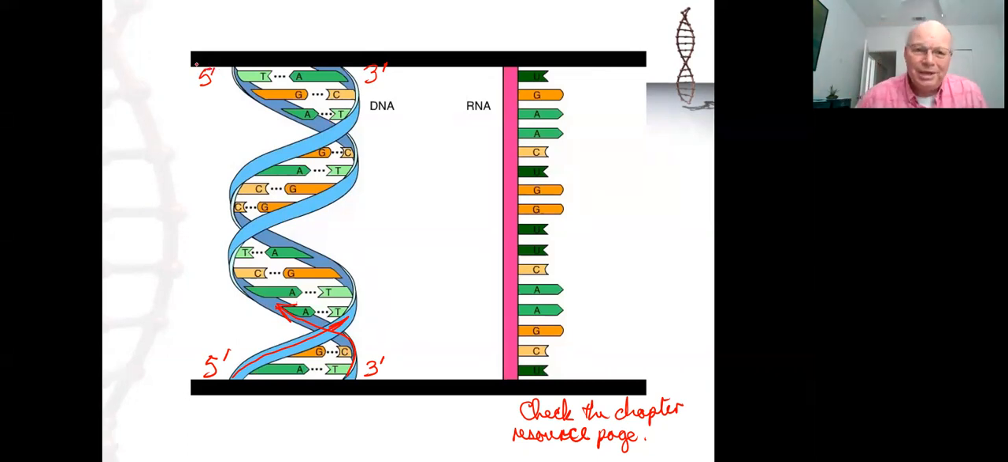And that relates again to the way in which the sugars and the phosphates link to each other to form the backbone of the molecule. The nitrogenous bases are always attached to carbon number 1, in case you're curious about that. And they stick out into space.